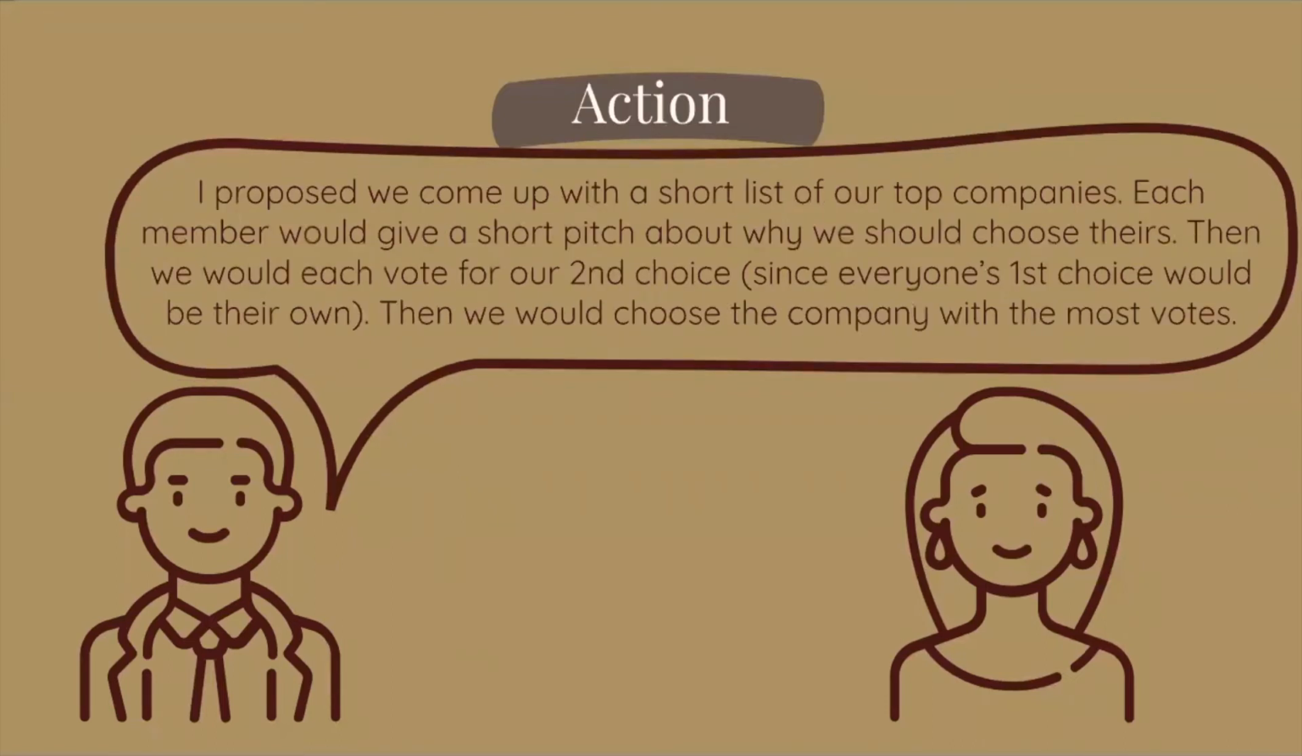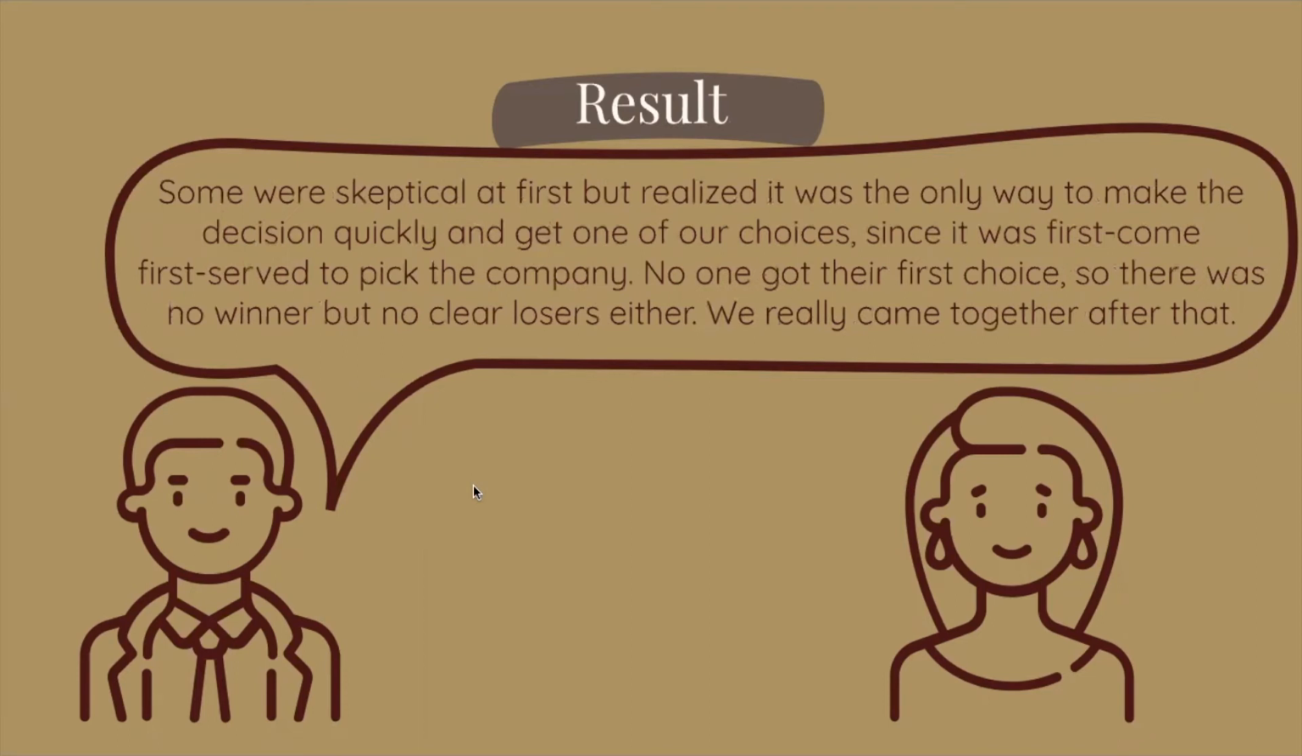The action was, I proposed we come up with a short list of our top companies. Each member would give a short pitch about why we should choose theirs. Then we would each vote for our second choice, since everyone's first choice would be their own. Then we chose the company with the most votes. And lastly, the result was, some were skeptical at first, but realized it was the only way to come to the decision quickly and get one of our choices, since it was first come, first served to pick the company. No one got their first choice, so there was no winner, but no clear losers either. We really came together after that.